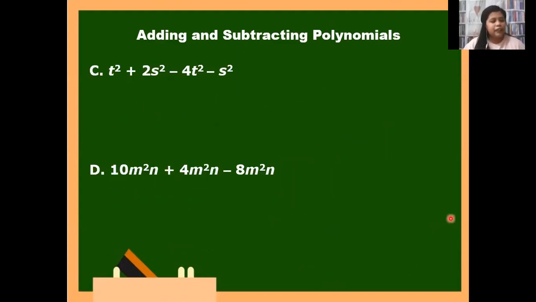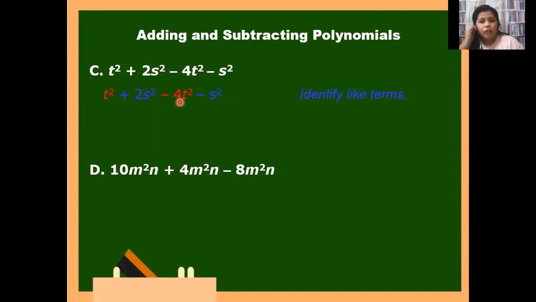So I have here again two sets of example, which is example letter C and example letter D. Example letter C is t squared plus 2s squared minus 4t squared minus s squared. Just like what I have told you, the first thing that you have to do in order to add and subtract a polynomial is to identify the like terms. The like terms there are the ones with the same color, which are t squared and negative 4t squared.